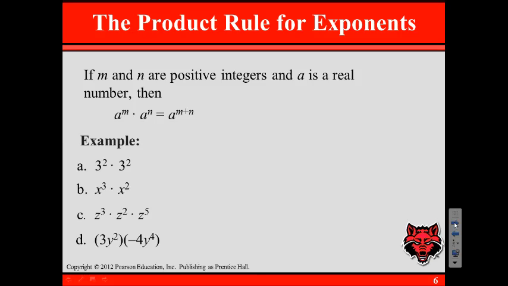So let's look at a few examples. In part A, I'll show you why this is true. We know that 3 squared could be rewritten as 3 times 3. The second 3 squared could be rewritten as 3 times 3.